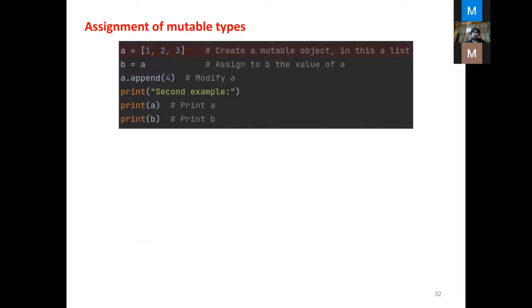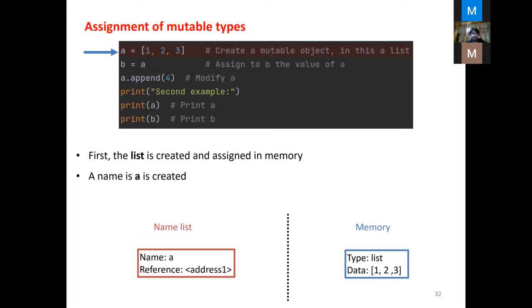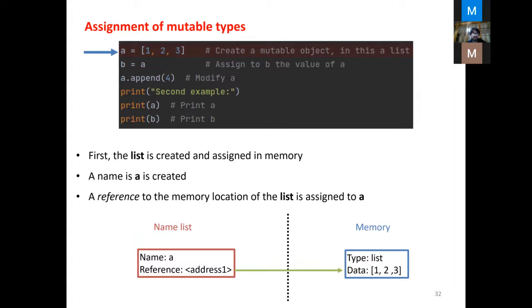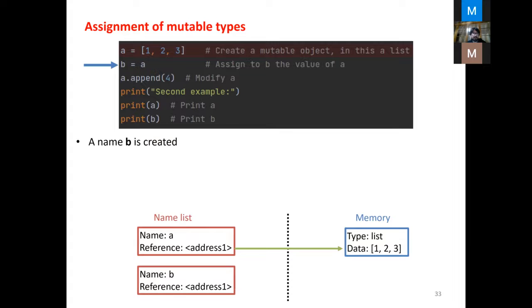Now let's go to mutable types. We create our list, the same steps as before. You create the list, assign the value in memory, then you create the name, and then you create a reference in memory to the name a. So this is the same as before. Then for b, we create the name b, and then we assign it to the location in memory.